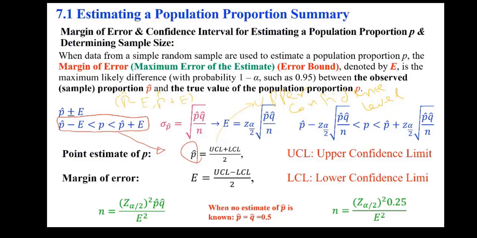And at the bottom, we calculate the n. We will discuss further in a moment how n is calculated and where P hat and Q hat are given or missing. So this is the synopsis. n is Z alpha over 2 to the second power, times P hat Q hat, over E squared. If P hat is missing, then you assume P hat and Q hat are equal to 0.5, and that gives you a more conservative estimate.